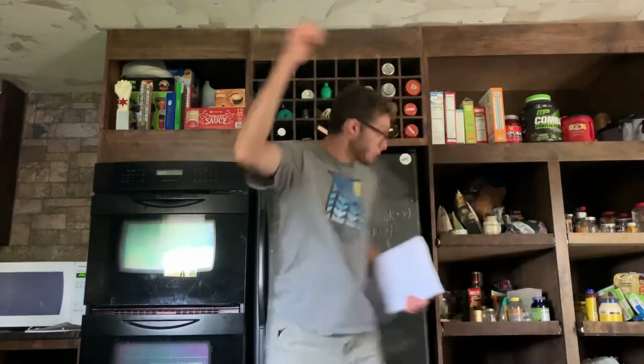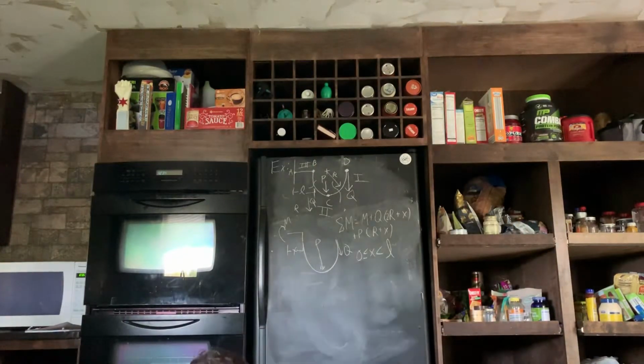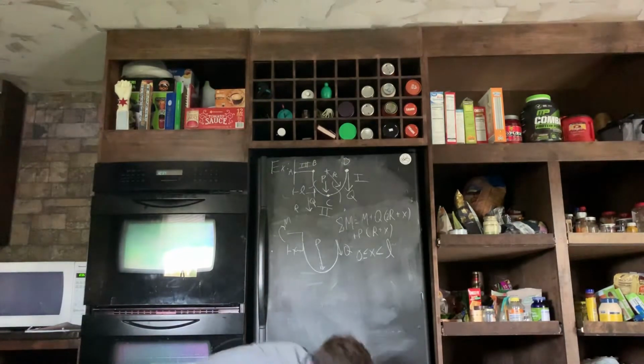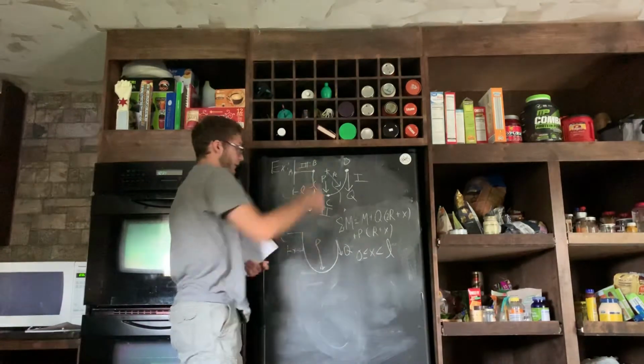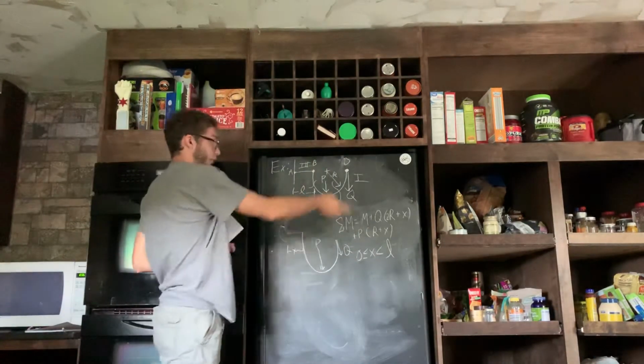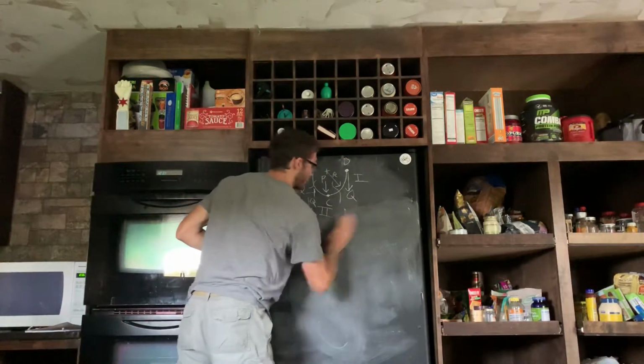So once again, swing down here, write it down so I don't forget. M is equal to negative q times 2r plus x, minus p times r plus x. Whew. So now that we have everything, I'm gonna erase the whole board.